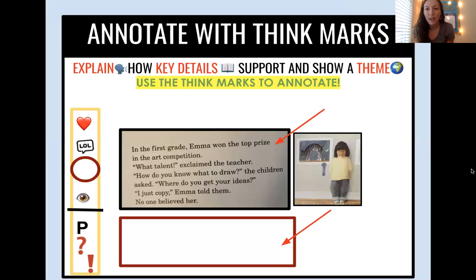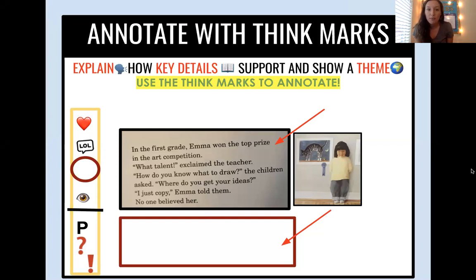Alrighty, friends, this is going to be the last page that we practice on. And on this page, we are looking at page 12 of the story. And we're going to use the think marks that you see over on the side to annotate this page. So let's start with first, let's review our think marks.